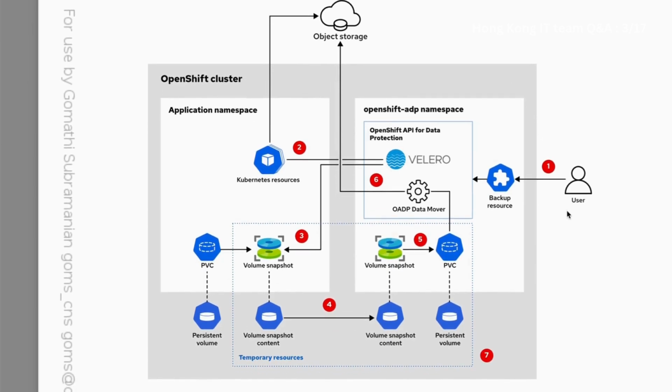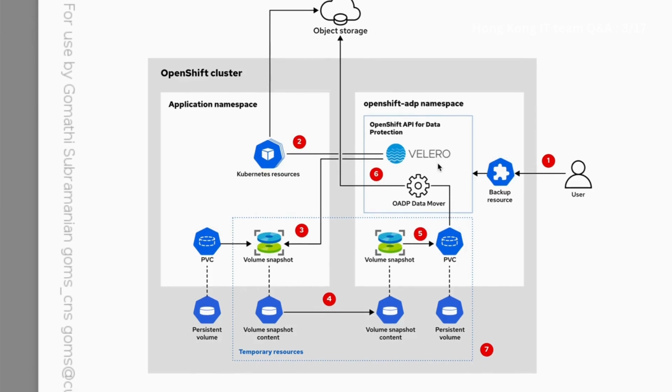So the first one, you can see that the user triggers the backup resource. We have a couple of namespaces: one is the OpenShift ADP namespace and the other one is the application namespace. In the OpenShift ADP namespace, it uses Velero. This will export all the Kubernetes resources from the application namespace to the backup storage location, that is, for instance, an S3 bucket.